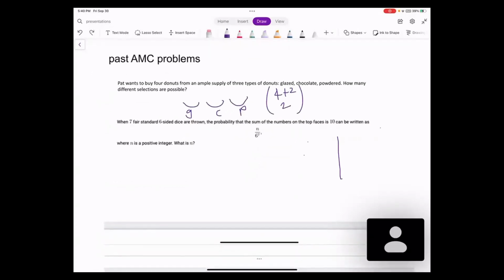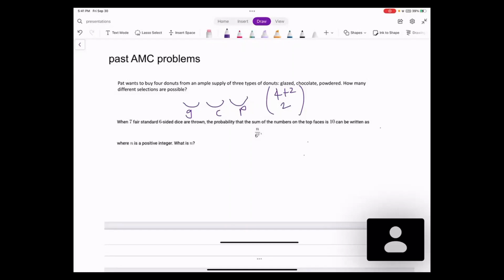The next problem is looking at the probability of the sum of 7 fair standard 6-sided dice. So basically this question is just asking for how many different possibilities there are that will generate 10 when these 7 dice are added up, because that number over 6 to the 7 is the probability that this can occur.